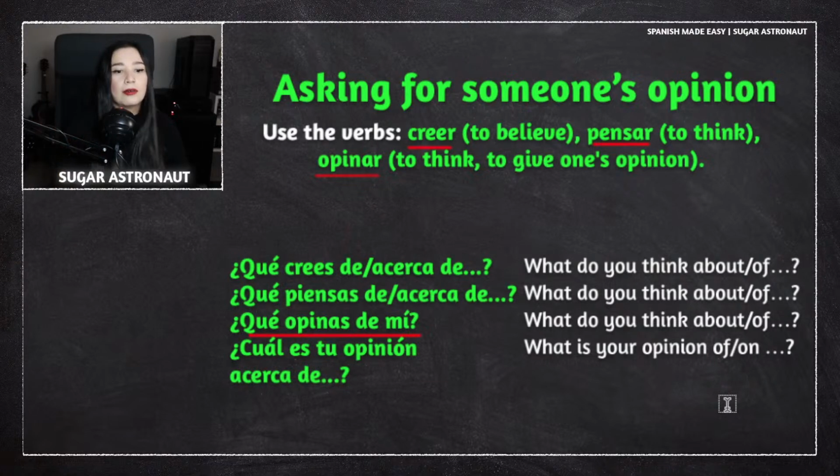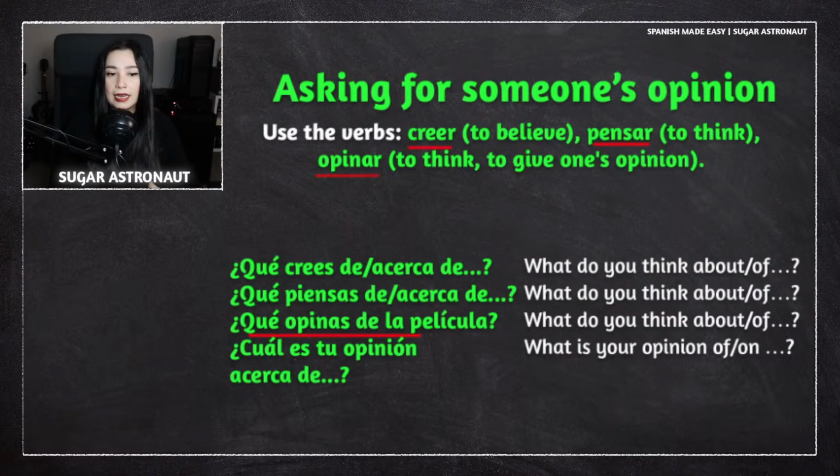Or ¿qué opinas acerca de? Or ¿qué opinas de la película? What do you think about the movie? Same thing. So you can say ¿qué crees? ¿Qué piensas? ¿Qué opinas? And that is very similar. The three questions mean pretty much what do you think?